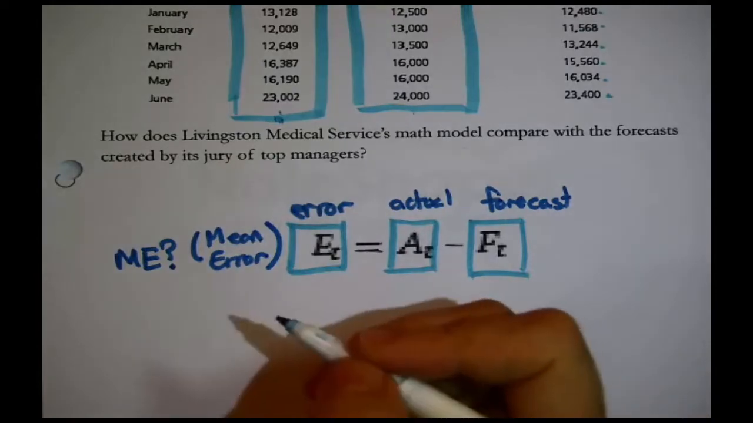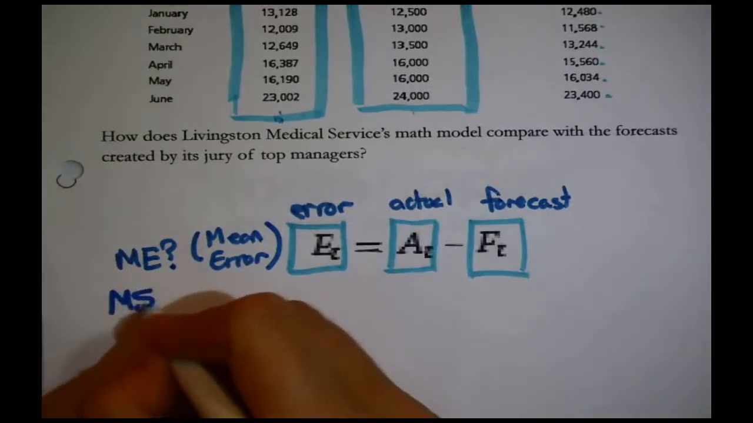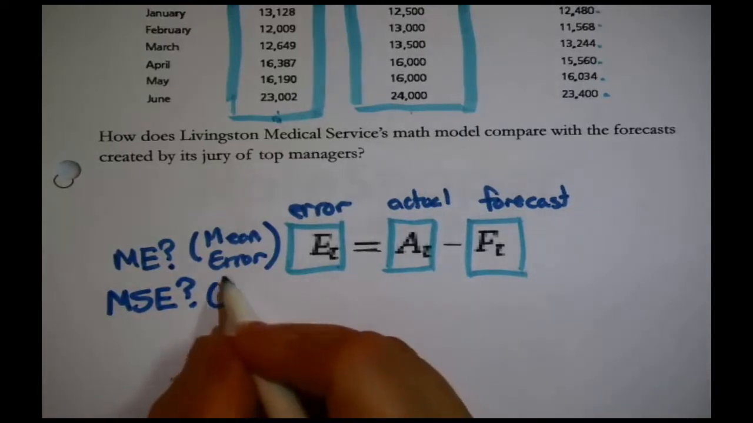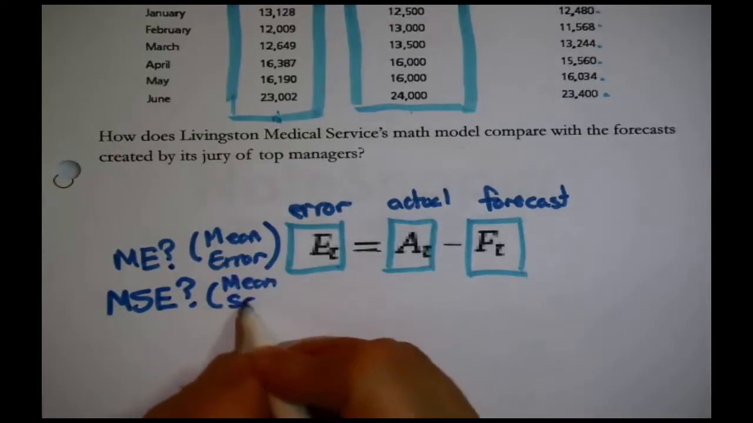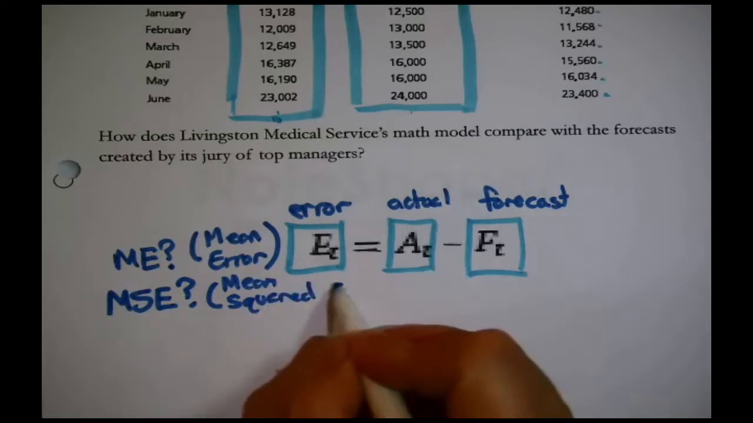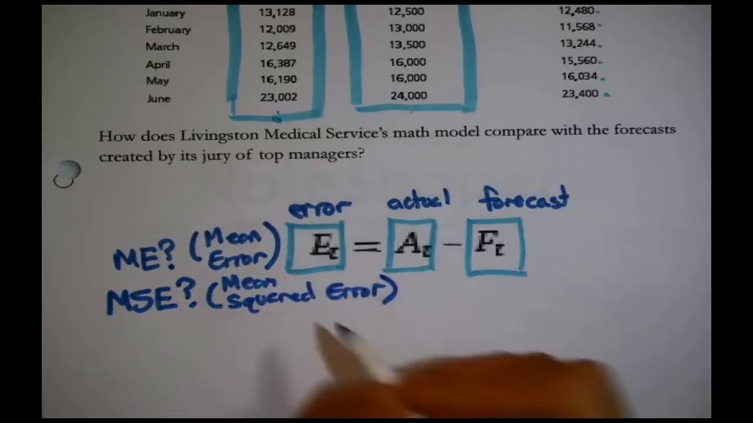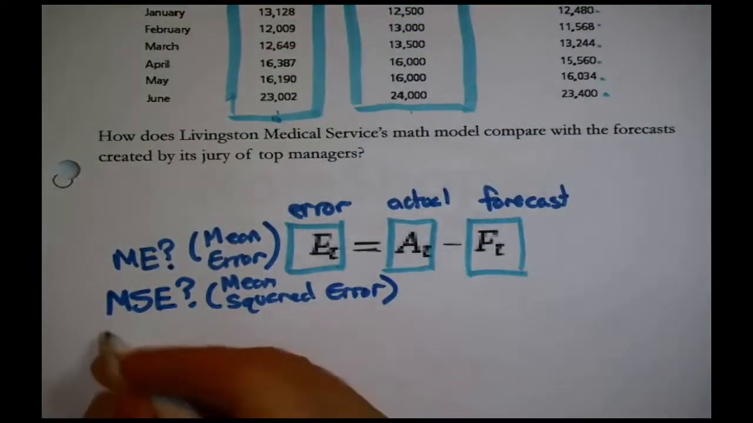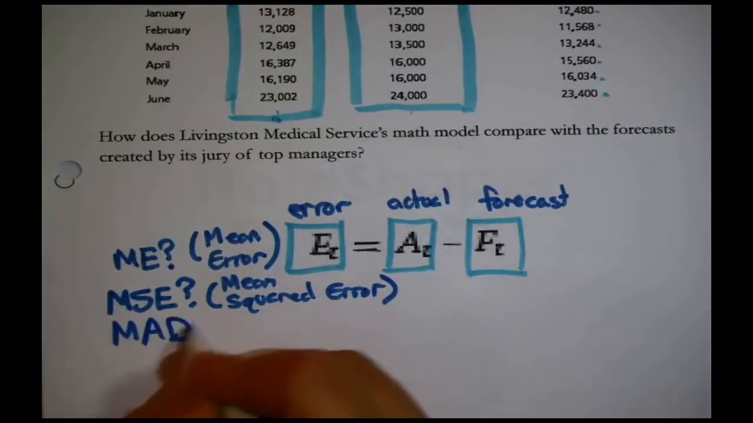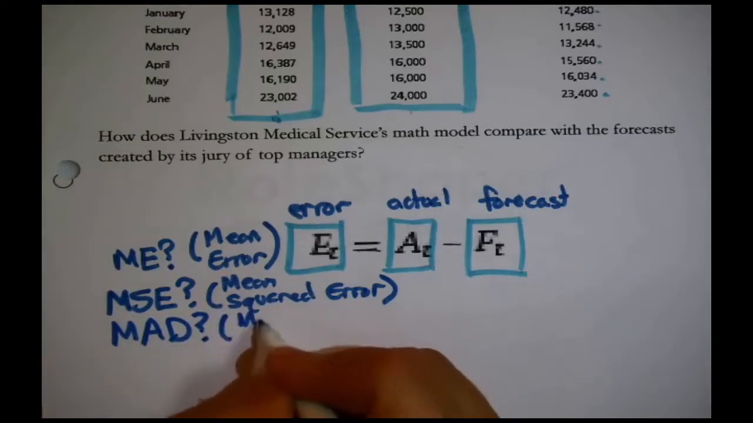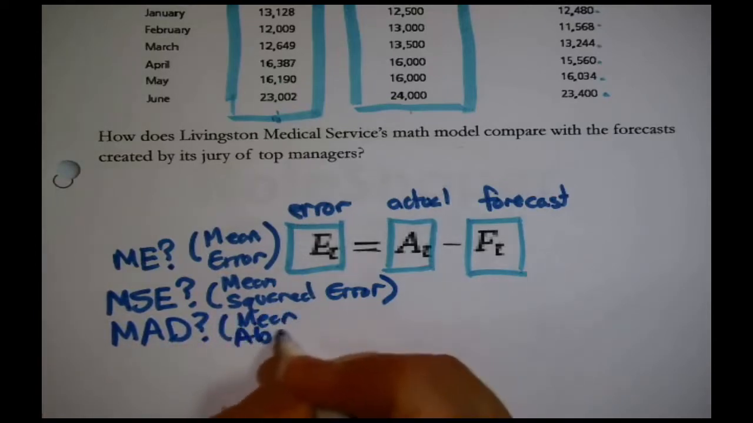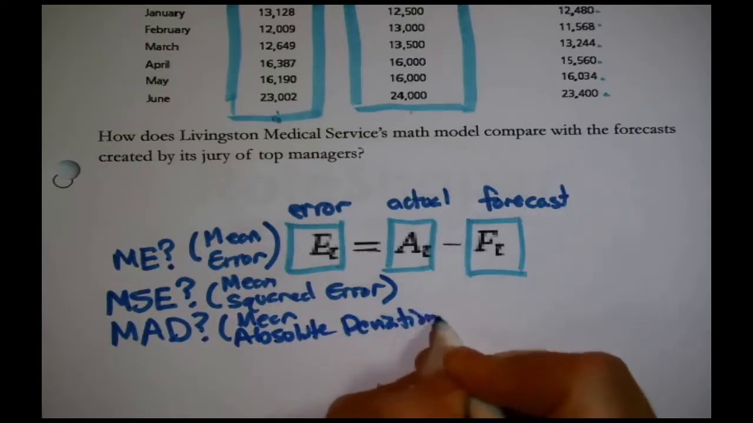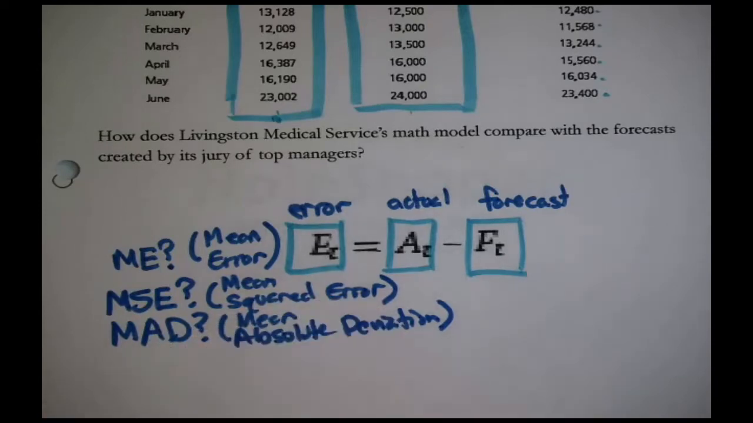Or we could calculate, these are performance measures like grades, the MSE. Now, MSE, what's that? That is mean, as in average, squared error. That is another measure of overall forecasting accuracy. Or how about the MAD, the mean absolute deviation? That is another alternative measure of accuracy.